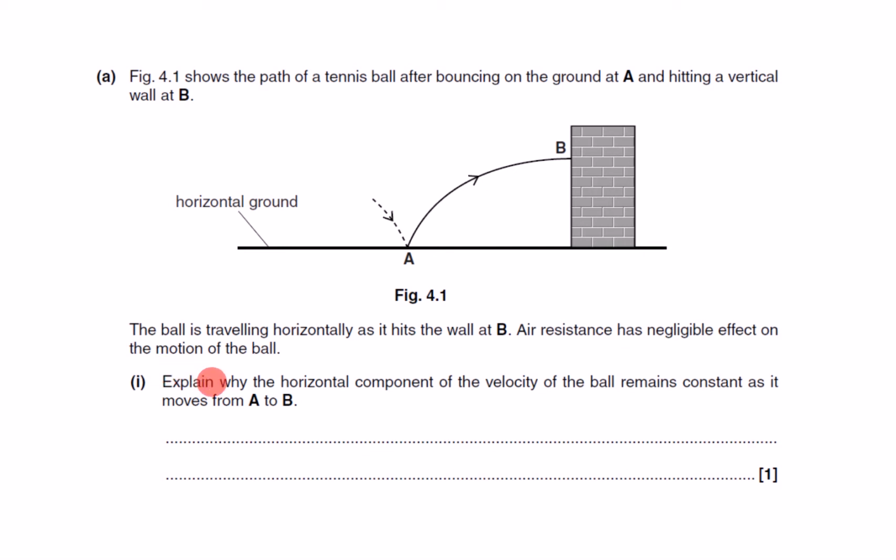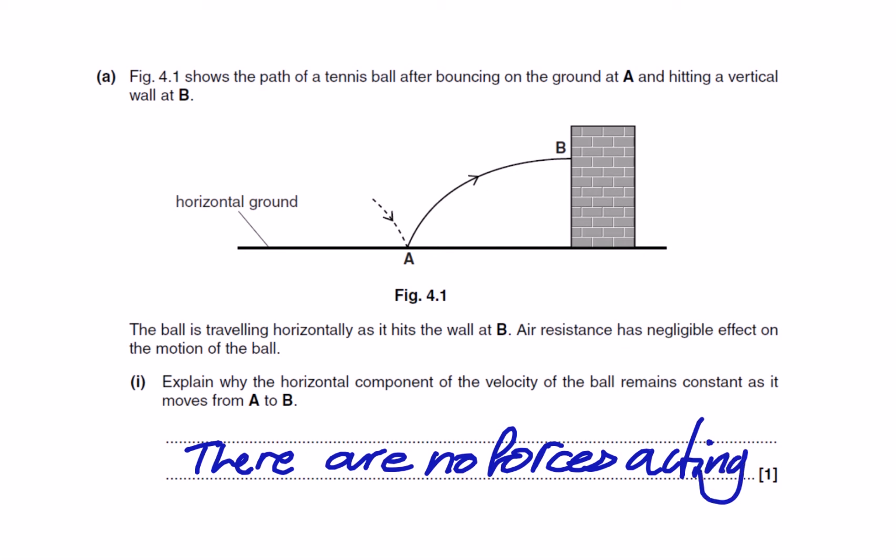And it's now asking you to explain why the horizontal component of the velocity of the ball remains constant as it moves from A to B. Quite a common mistake to write in here is "because it's not accelerating", but that's not really the explanation. So the reason it's not accelerating as it moves horizontally is because there are no forces acting horizontally.